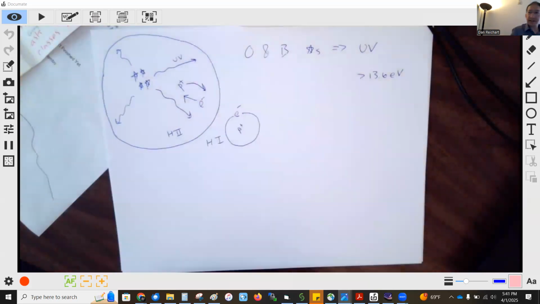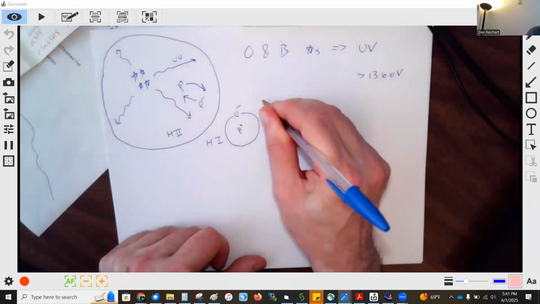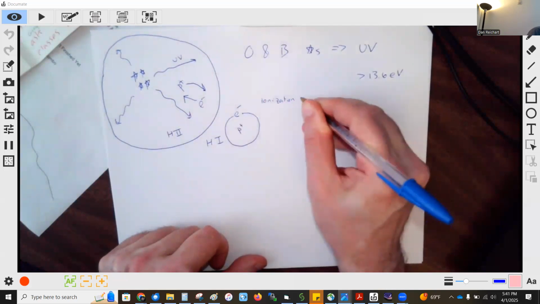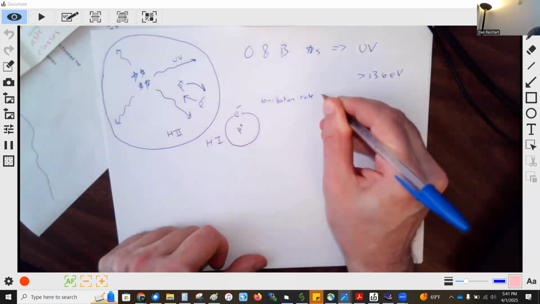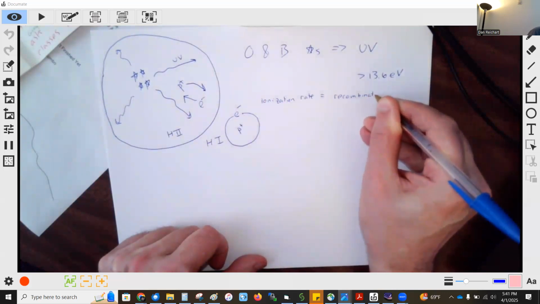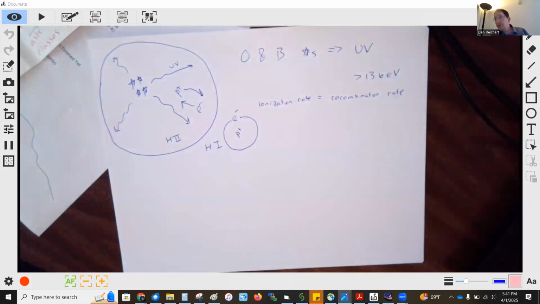So the size of the region is set by the condition that the ionization rate equals the recombination rate. When those two are in balance, that's when we have a well-defined boundary. Okay, now those are words. I'm going to slowly turn this into symbols, an equation.